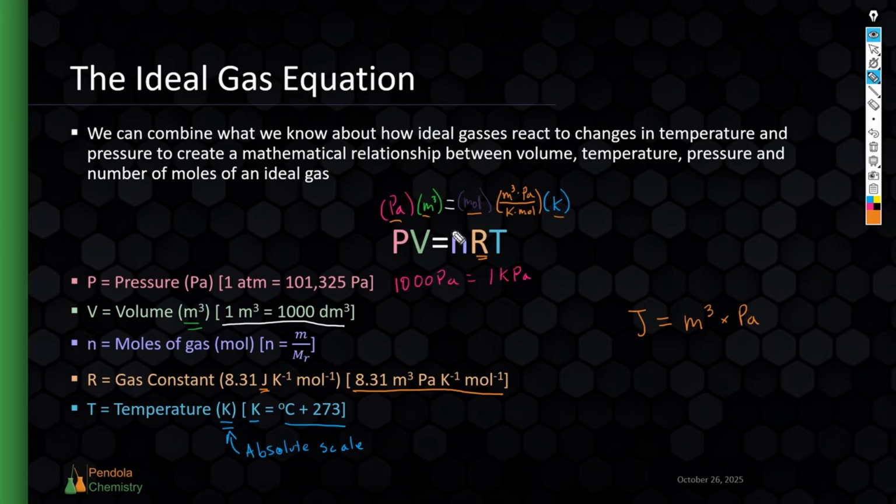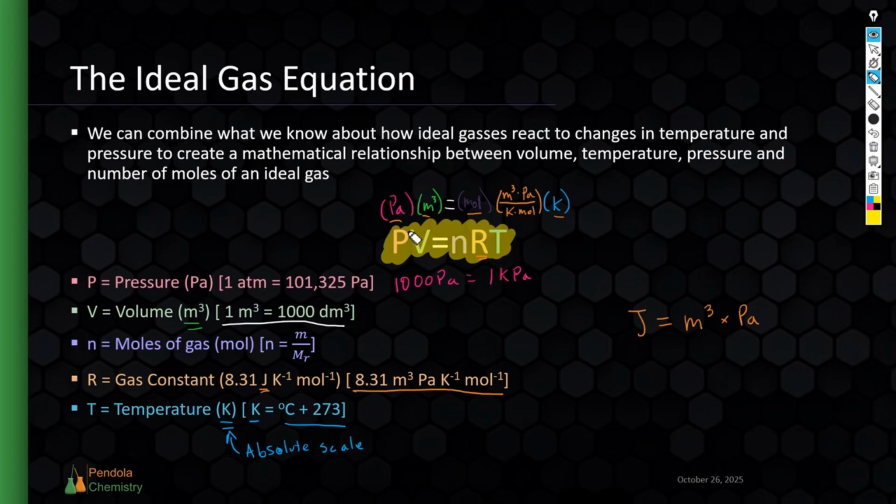PV equals nRT. This is a very famous equation, probably one of the equations you'll remember the most after leaving this class. But at the end of the day, right now, to you, it's just an equation. So how do we use this? Let's look at a sample question. Now, you will need to remember the equation.